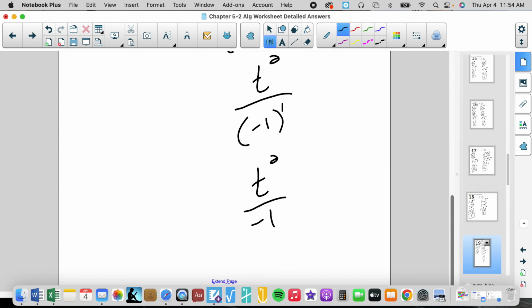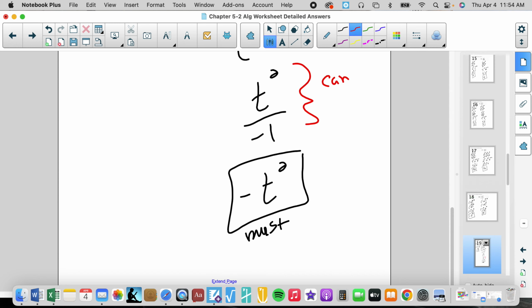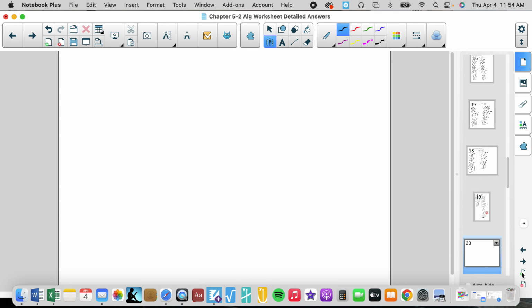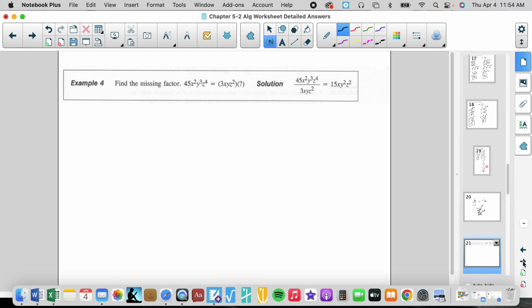Now I would not leave this as an answer. You have to simplify this to this. You must, you cannot leave it as an answer. We would never leave this as an answer. It must be simplified. You can't have a -1 under there. You would have to rewrite it like that. Must be simplified. Very important ideology here.